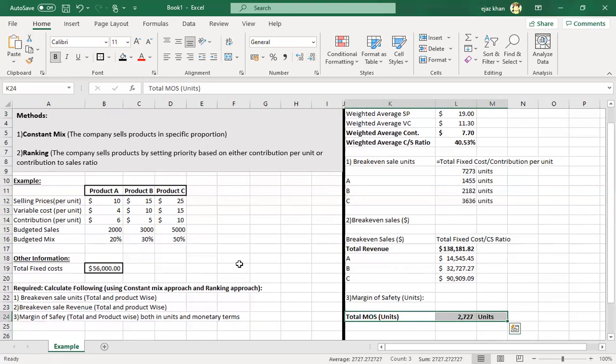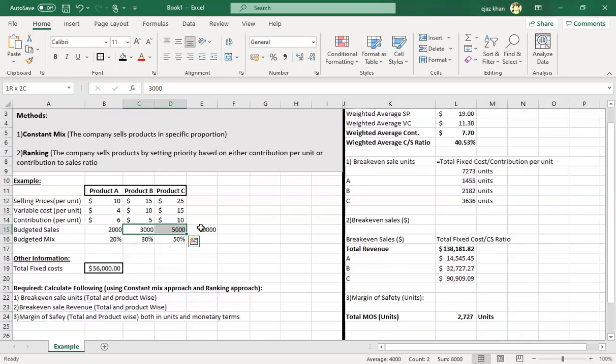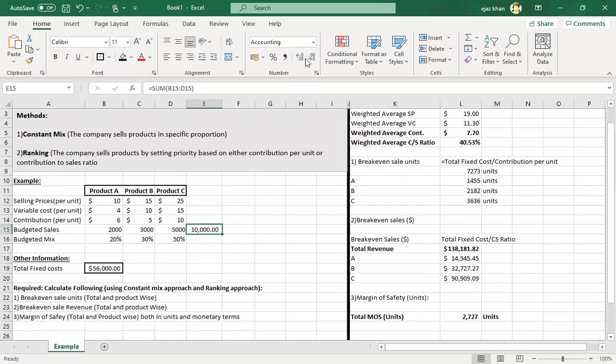So the total budgeted sales figure was 10,000. That means if we sell 10,000 units, we will be making profit. But in case we are selling just 7273 units, we won't be making any profit whatsoever. So the difference of the two will be the margin of safety for the company.